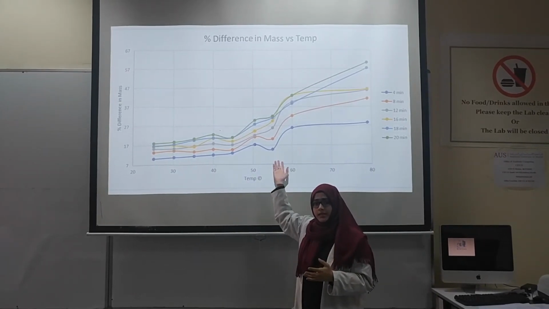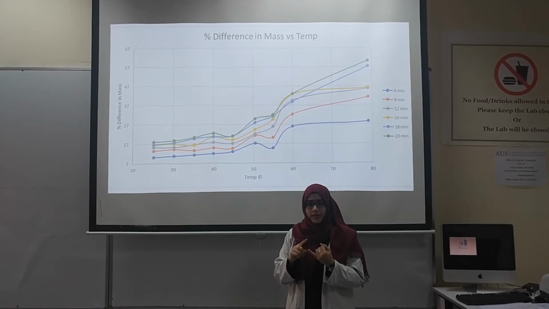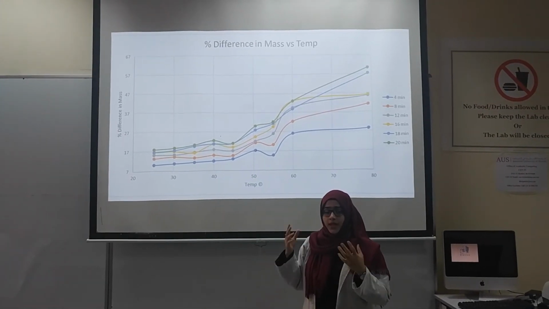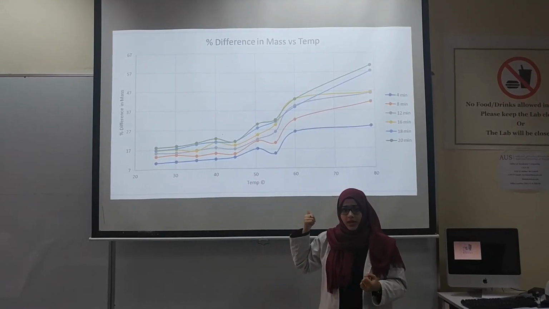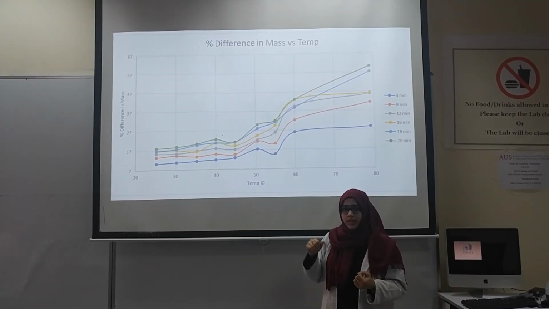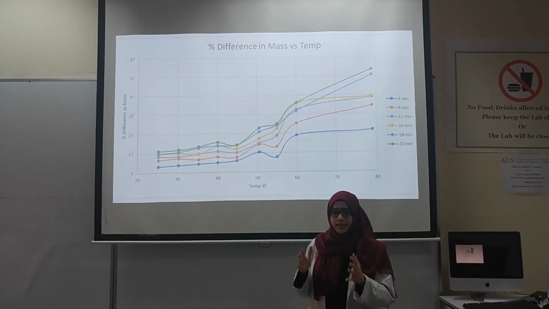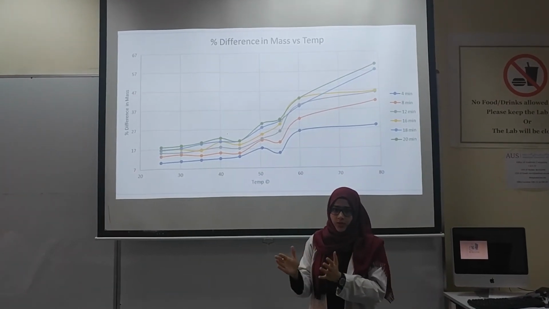The reason for these errors could be the incorrect measurement of mass when the lasagna sheet was taken out. Additionally, when we were using the high temperature water heater, the temperature was very fluctuating and it was very difficult to maintain the temperature that we required.